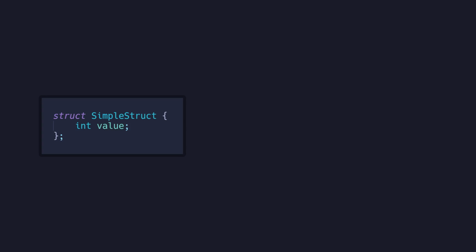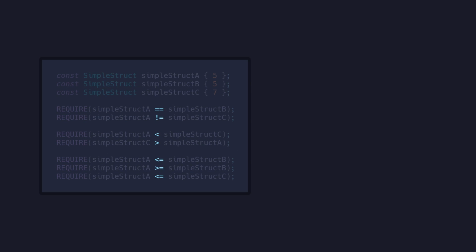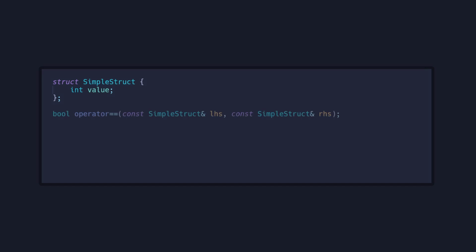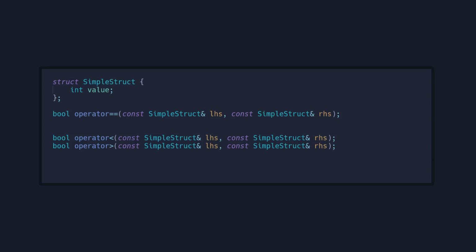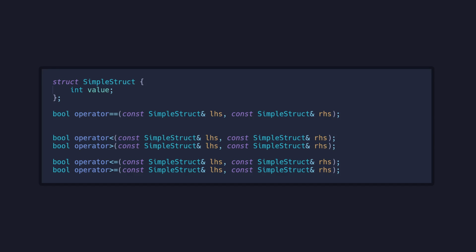Let's say we have some very simple struct and would like to compare it using the comparison operators. To do so, we would have to implement the equals operator, smaller than and greater than operators, smaller than equals and greater than equals operators, and prior to C++20, the not equals operator. However, C++20 is clever enough to auto-generate this one by inverting the result of the equals operator.